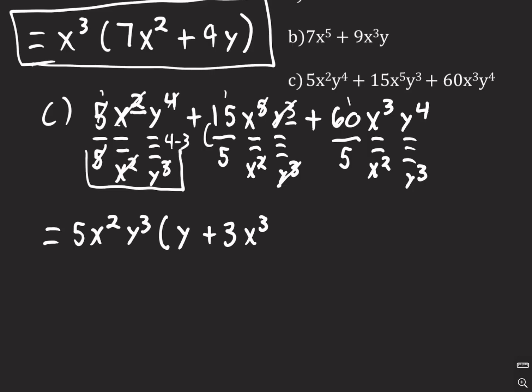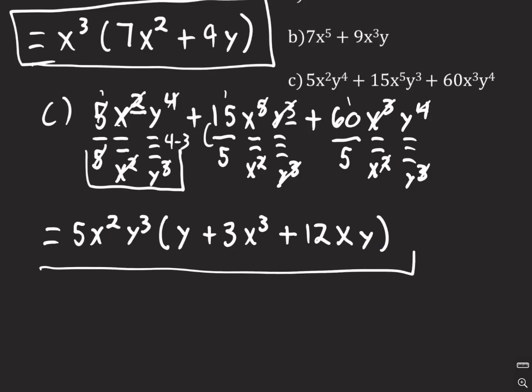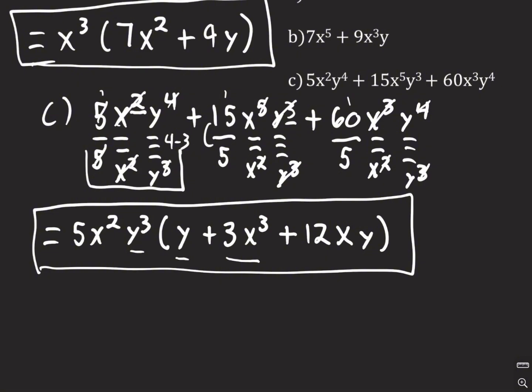Now our last term here, 60 divided by 5 is equal to 12. X cubed divided by x squared is just going to leave us with x to the 1, but we don't need to write the 1. And y to the 4 divided by y cubed is just going to leave us with y, meaning our final answer for this one is 5x squared y cubed bracket y plus 3x cubed plus 12xy. And those are some more complicated common factoring questions.